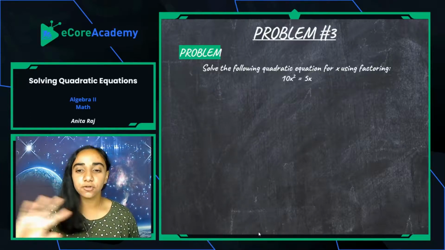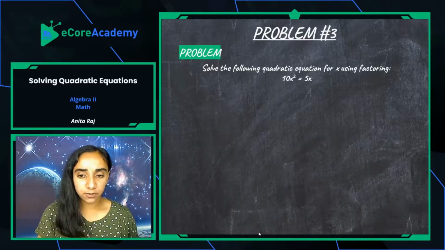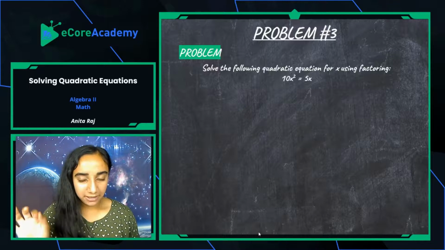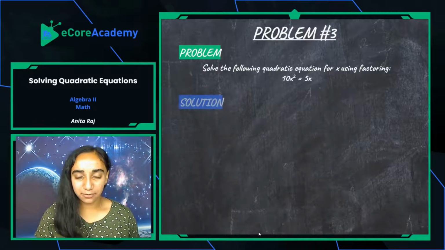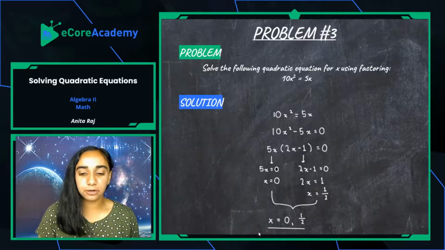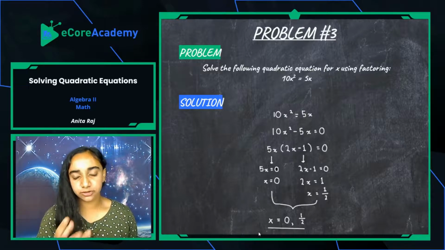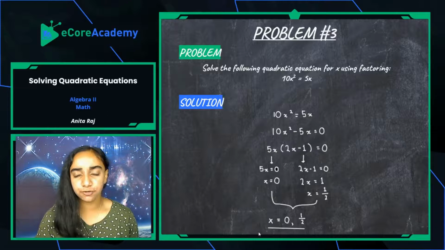So we have: solve the following quadratic equation for x using factoring. So we have 10x squared equals 5x. That might look a little bit bizarre, but again, remember, algebra is all about manipulating equations, so we get them to do what we want. So here's the solution already pre-written for you. There are two solutions to this, and this is a little bit special, and I'll show you exactly how that is special. So if you want to copy this down, please take a second to do so.